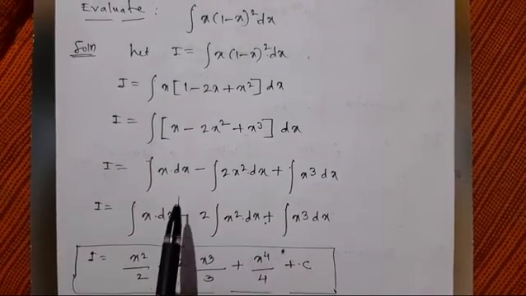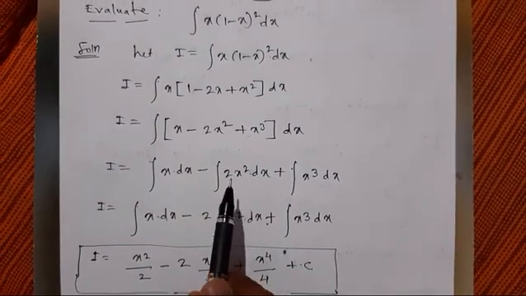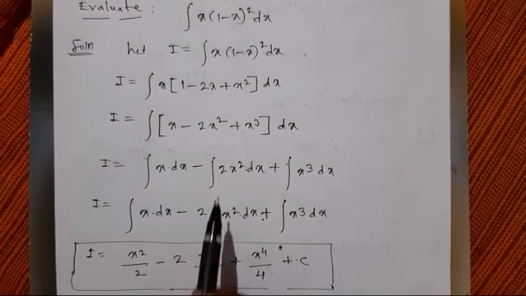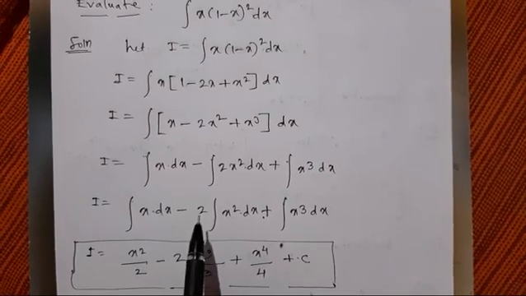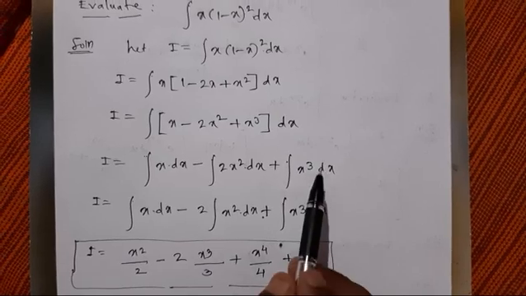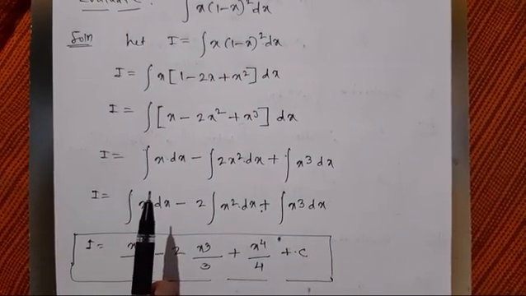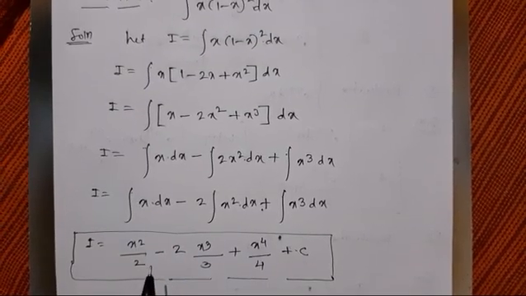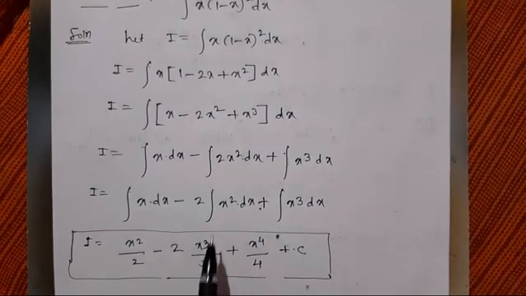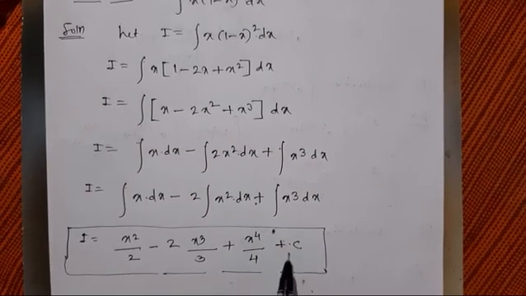So I equal to integration of x into dx, I will write as it is. Again we know that integration of constant into function is given by writing the constant outside the integral sign, that is, I will write 2 as it is. I will integrate x square with respect to x. We know that integration of x, here power is 1, by using the x to the n formula I will get x square upon 2 minus, I will write 2 as it is, integration of x square, here n is 2, x cube upon 3 plus x cube integration is x to the 4 upon 4 plus integration constant c.